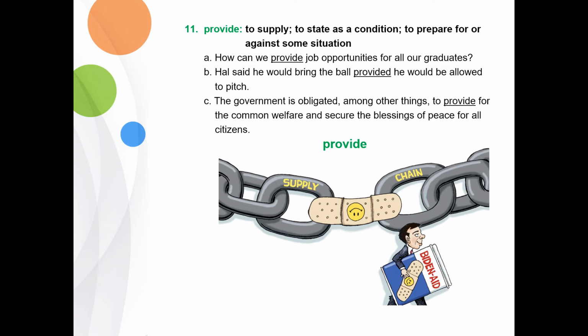Number 2. He said he would bring the ball provided he would be allowed to pitch. Number 3. The government is obligated, among other things, to provide for the common welfare and secure the blessings of peace for all citizens.